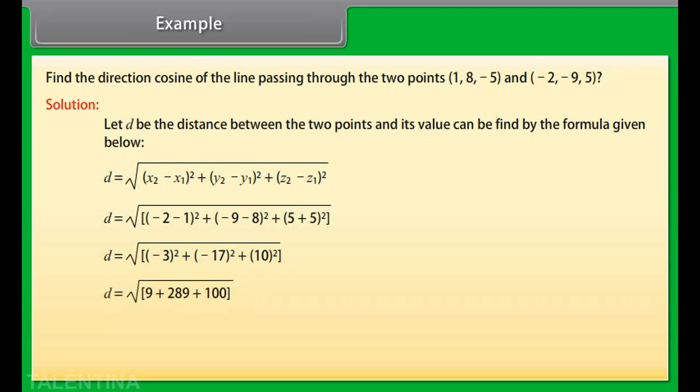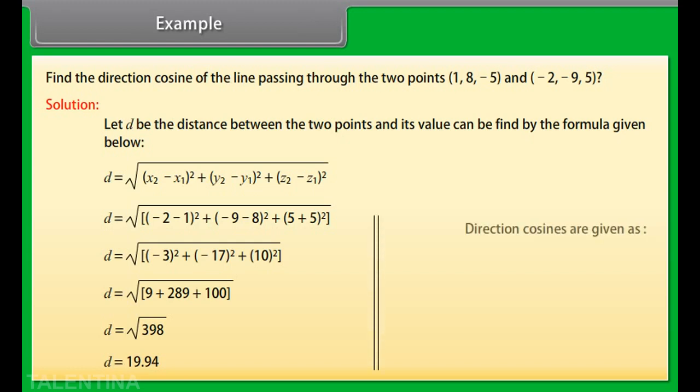D equals square root of 9 plus 289 plus 100. D equals square root of 398. D equals 19.94. Direction cosines are given as L equals minus 3 by 19.94, M equals minus 17 by 19.94, N equals 10 by 19.94.